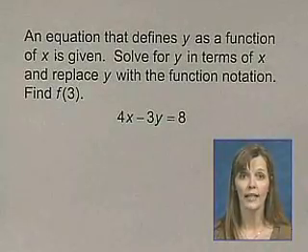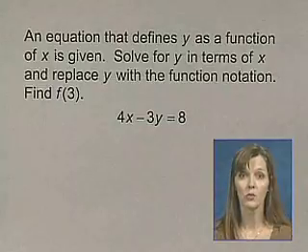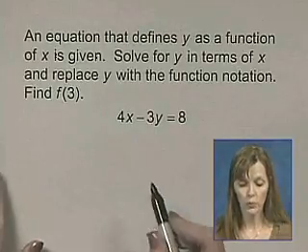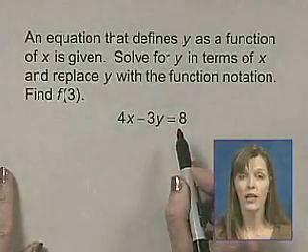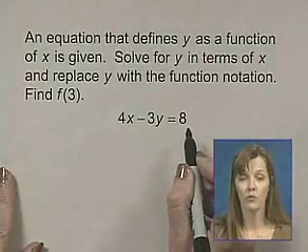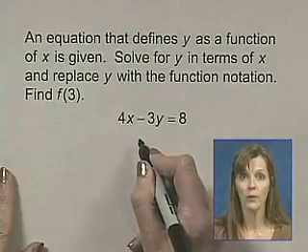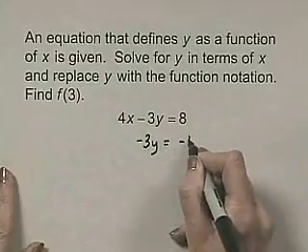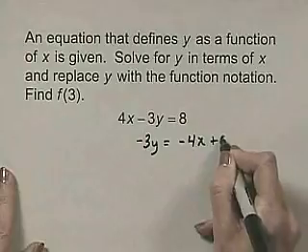Solve for y in terms of x and replace y with the function notation, and then we're going to find f of 3. So to proceed, we're going to take this equation and solve for y. Our first step will be to subtract 4x from both sides of the equation. We'll rewrite this: negative 3y equals negative 4x plus 8.